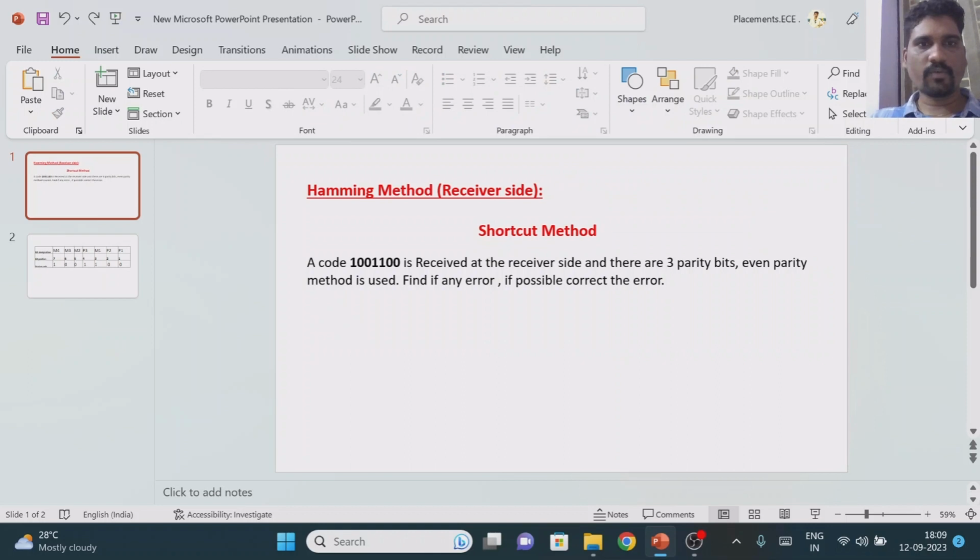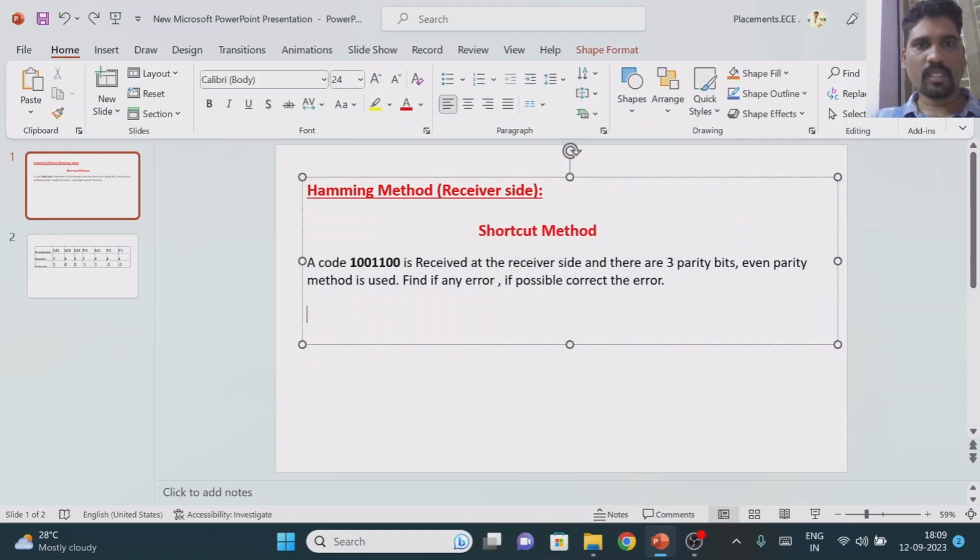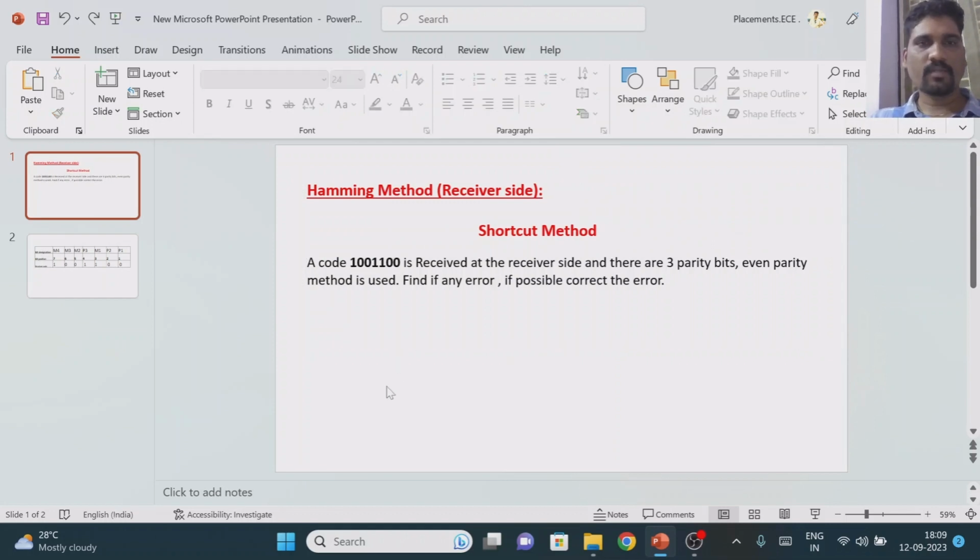receiver side. Now if you observe this, what is the receiver code word they have given? 1001100. Just find the length of the receiver code word. What is the length of the receiver code word? Nothing but we have 7 bits. Remember that point. And what parity mechanism have they used? Even parity mechanism. Is there any hint in the given question? Yes. What is that hint? Out of 7 bits we have 3 parity bits.